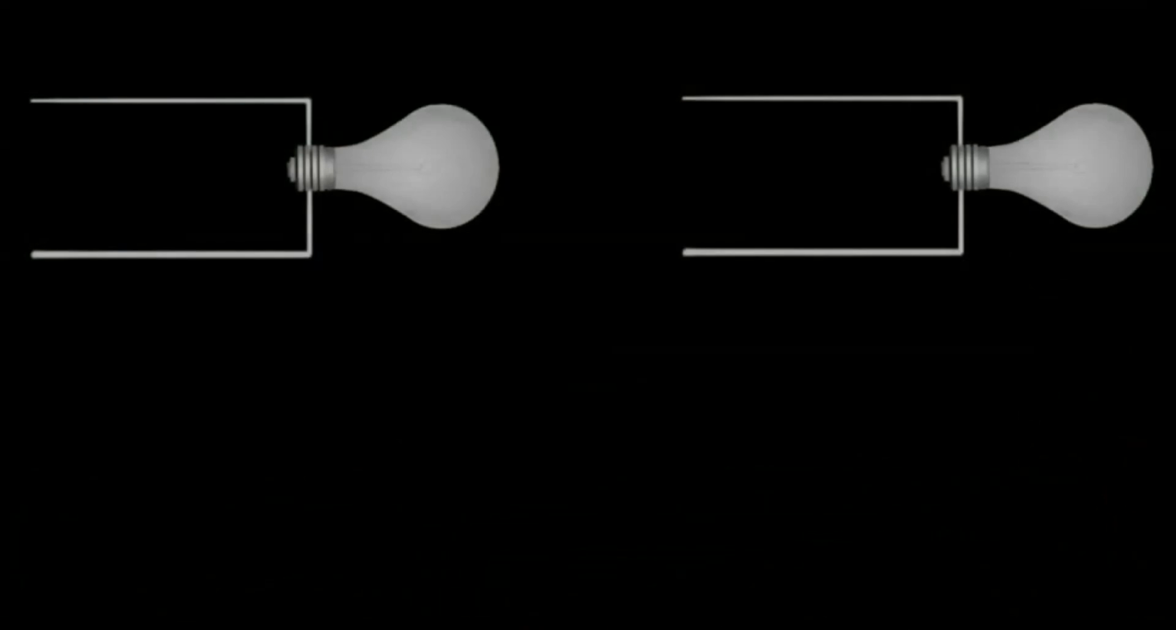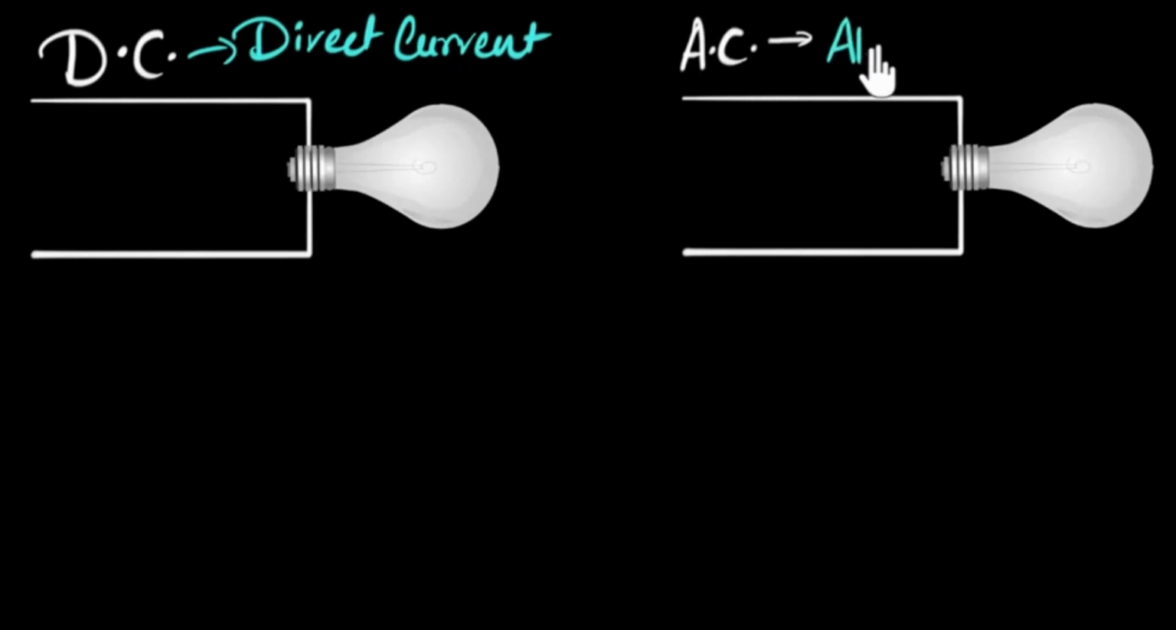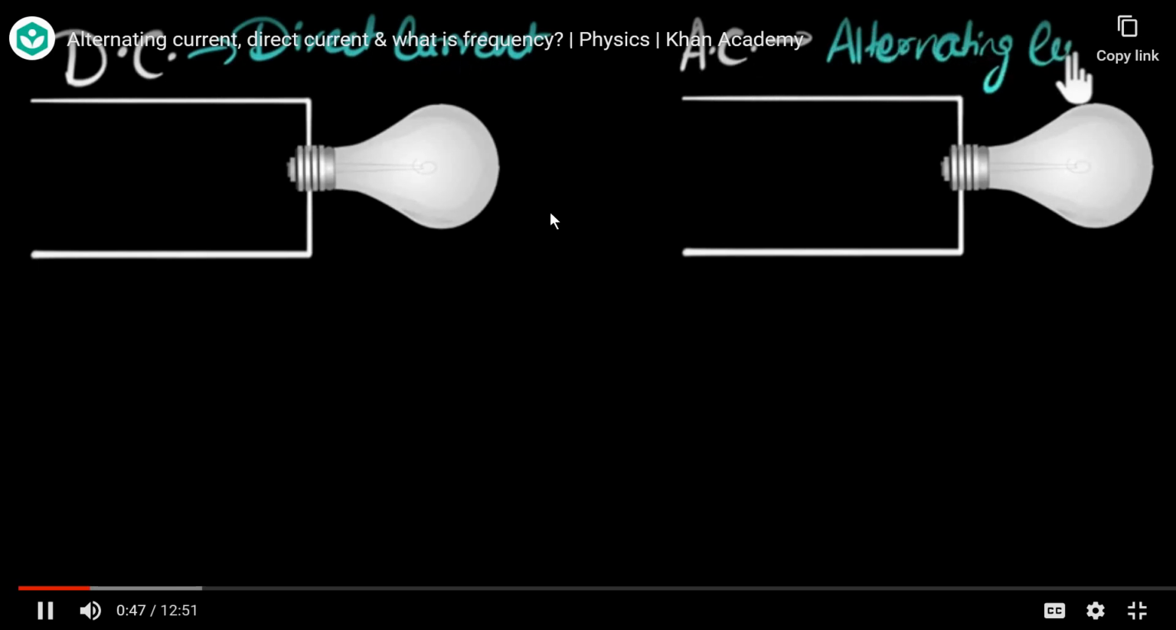Okay, so that's AC and DC. And so current comes in two flavors. One is called the DC, which stands for direct current, and then the other one is called AC, which stands for alternating current. So what's the difference between them?